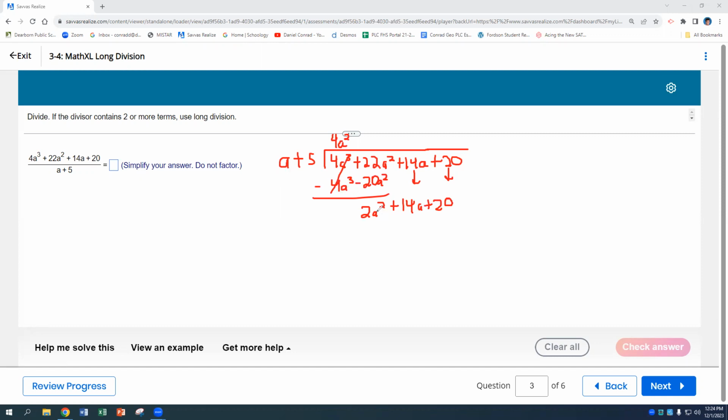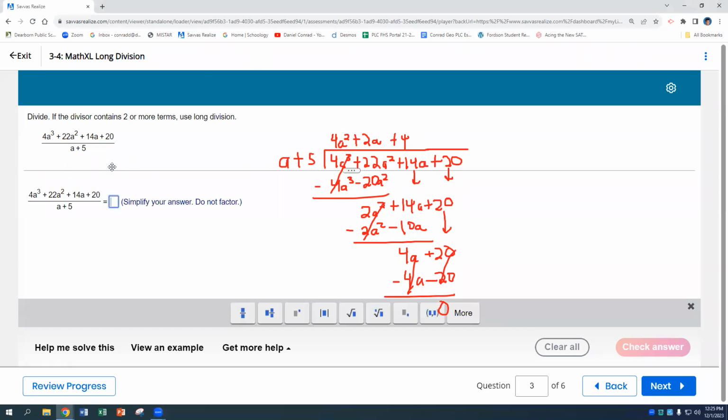Okay, what times a is going to be 2a squared? That's going to be plus 2a. 2a times a is 2a squared. 2a times 5 is 10a. Okay, we're subtracting, so we switch the signs. 14a minus 10a is going to be 4a plus 20. We're going to bring the plus 20 down. Okay, a times 4 is 4a, so we're going to do 4 times a is 4a. 4 times 5 is 20. We're going to subtract. There's no remainder, so we have our answer, 4a squared.